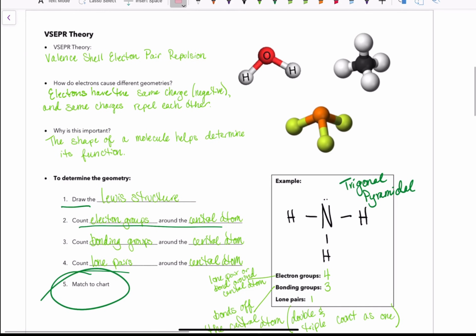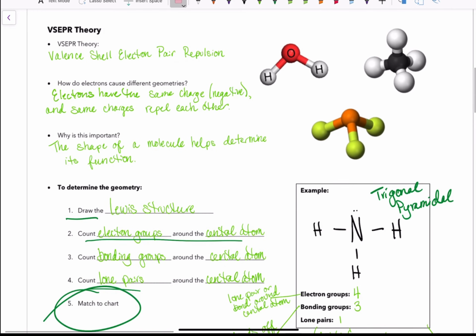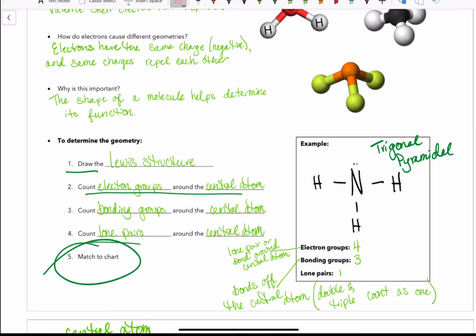Okay, so quick recap. VSEPR theory, valence shell electron pair repulsion. Because of the presence of valence electrons, and especially the lone pairs, we get these certain shapes that emerge because the electrons don't want to be next to each other. It's very important to know the shape of a molecule. That helps determine its function and how it behaves with other molecules.